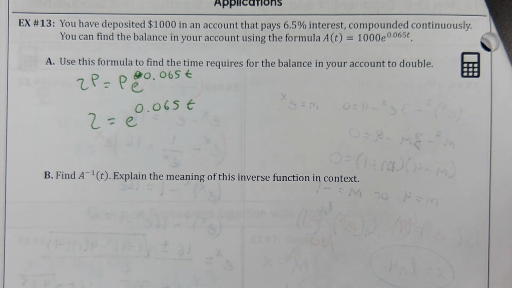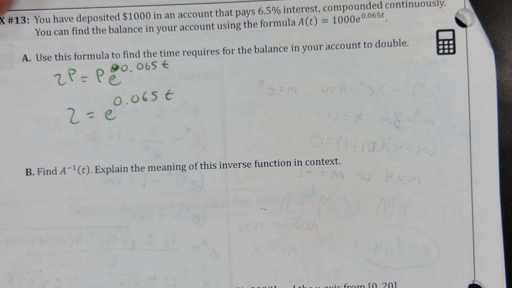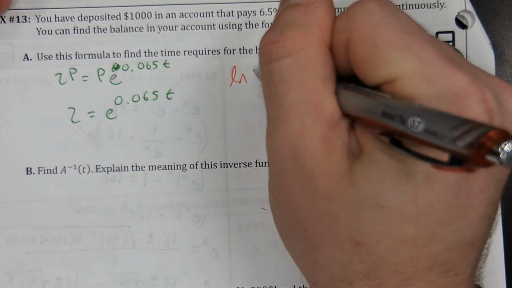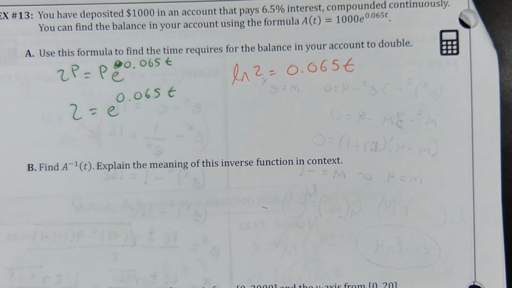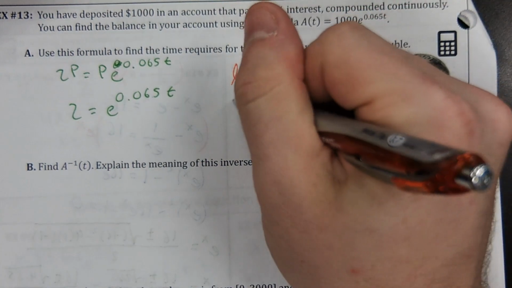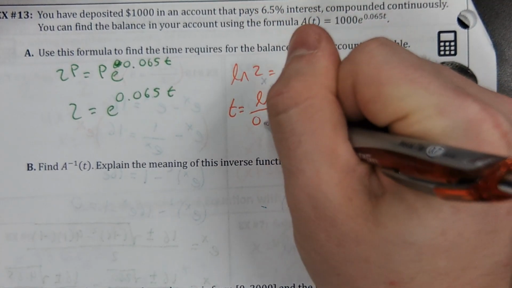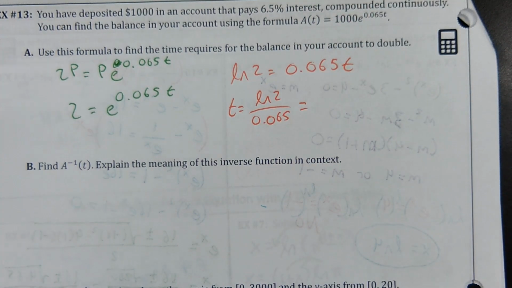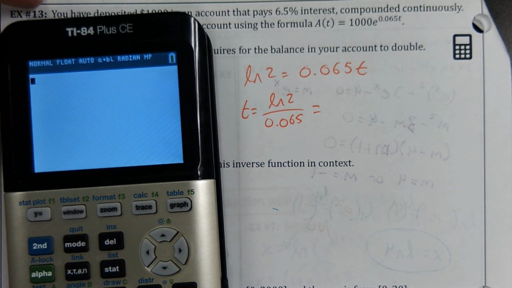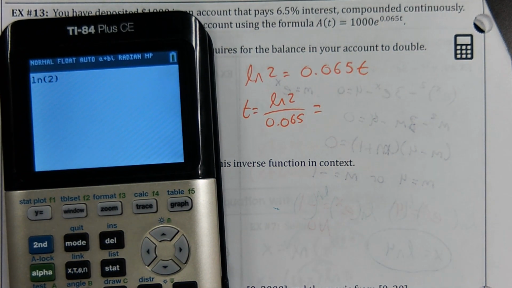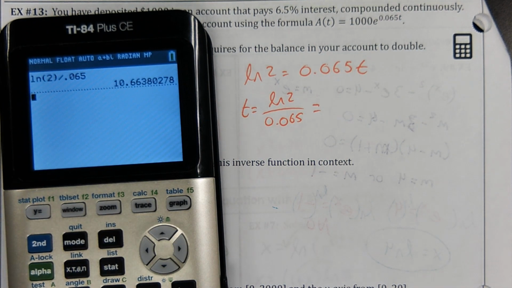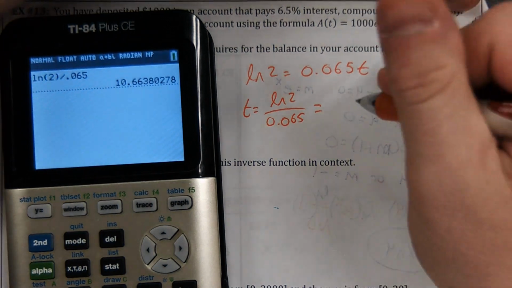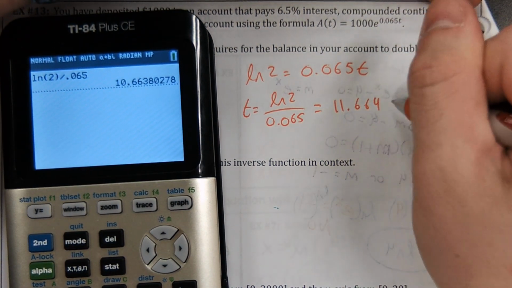What are we going to use? Natural log, the ln of both sides. That is going to give us the ln of 2 equals 0.065t. And I think it's really obvious that we just divide both sides by 0.065. So t is the natural log of 2 over 0.065. And it is time. This is AP. We'll round to 3 decimals. Natural log of 2, close the argument, divided by 0.065 is less than 11 years at least. 11.664 years.